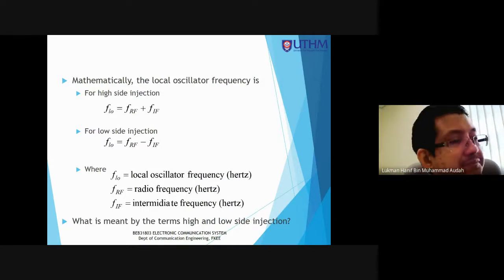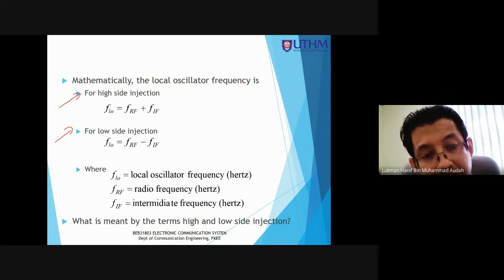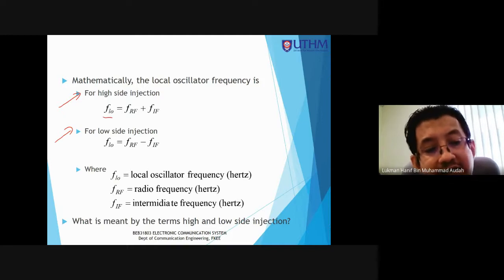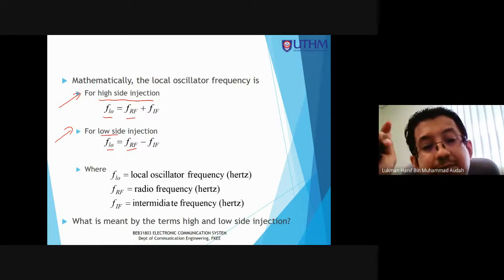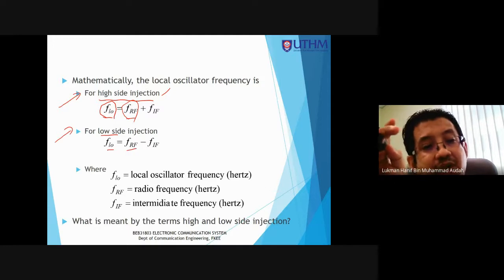And if you see from here, these are the terms high side injection, low side injection. Ini terma-terma yang digunakan. If the local oscillator frequency is higher than the RF frequency, we call it as high side injection. If the local oscillator frequency is lower than the FRF, we call it as low side injection. Itu hanya terma sahaja. Dan macam kita belajar tadi bahawa FLO kebiasaannya lebih besar daripada FRF. So in most common cases we use a high side injection. Pada kebiasaannya most of the time we use high injection.